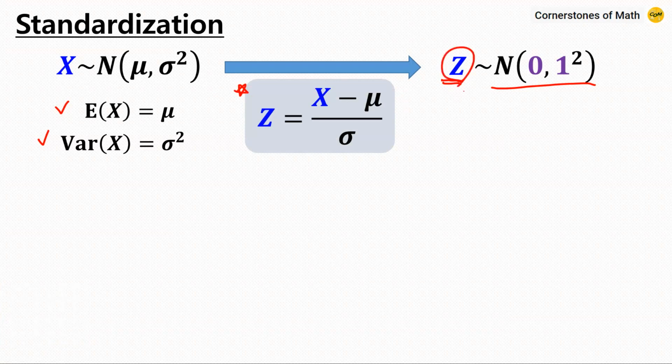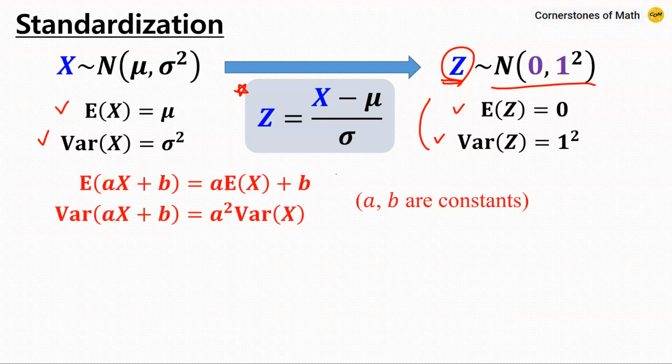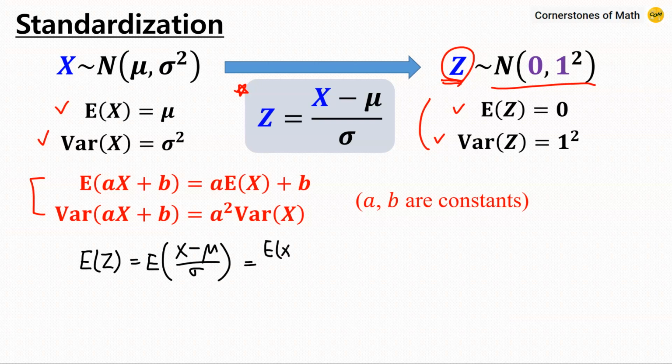Now Z following the standard normal distribution means that the expected value of Z equals 0 and the variance of Z equals 1 squared. We can easily derive this using these properties, which I have discussed in my previous probability distribution video. So using these, we have the expected value of Z is given as the expected value of (X minus mu) over sigma, which can be written as the expected value of (X minus mu) over sigma by this property. And the expected value of X is mu, so we have (mu minus mu) over sigma, so we have 0.